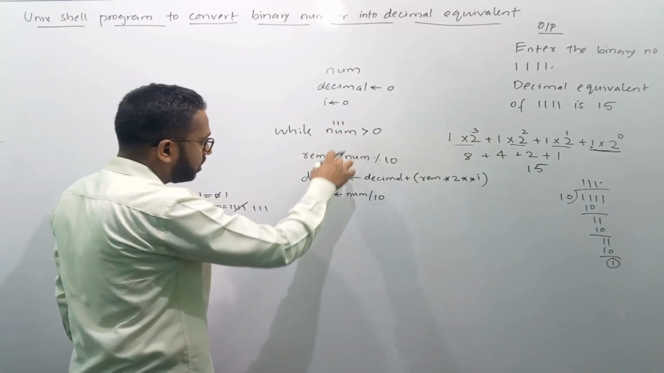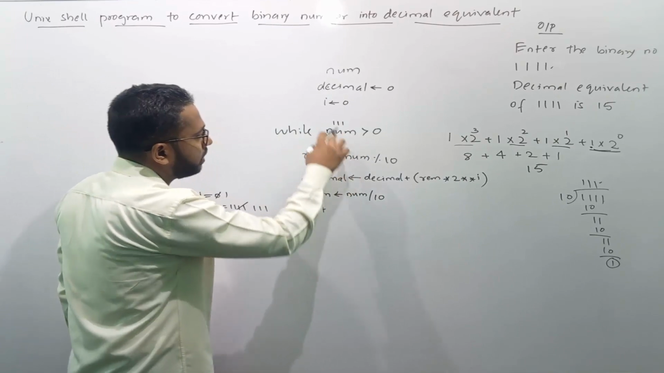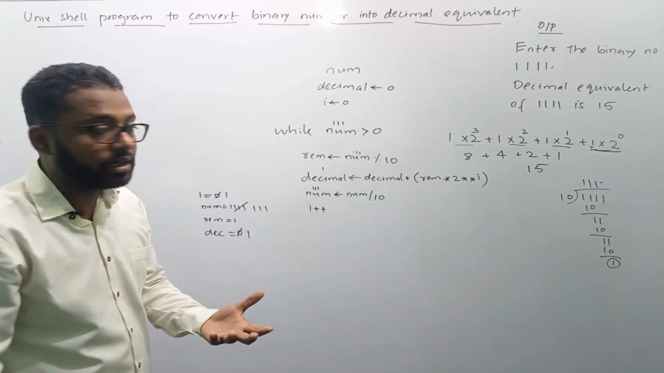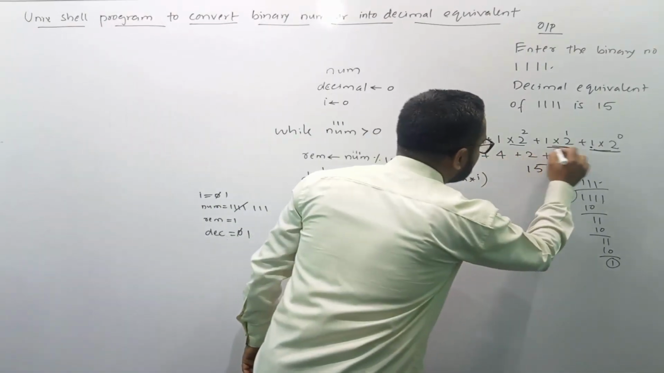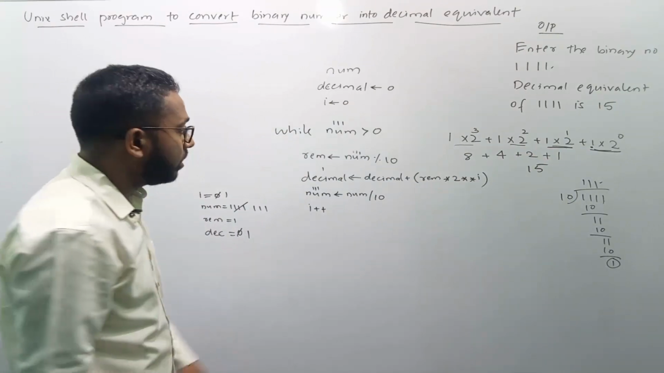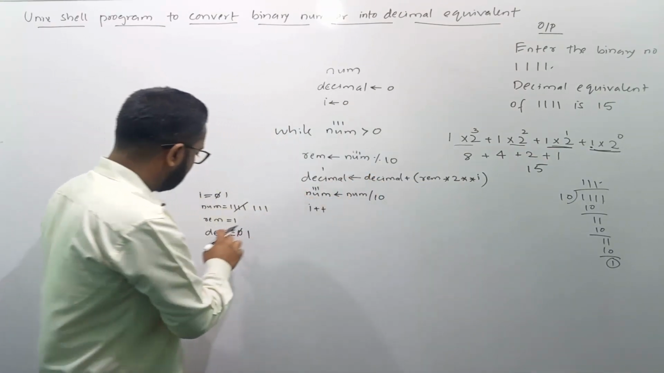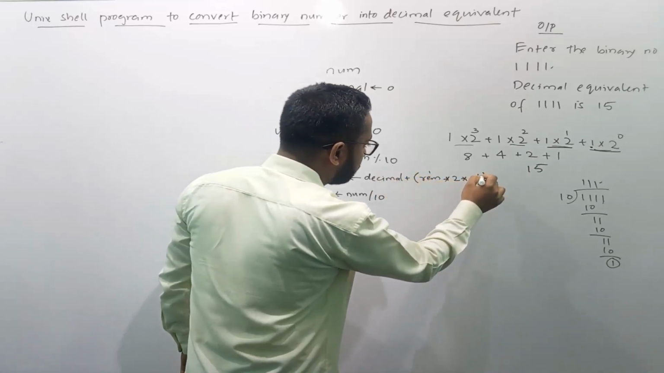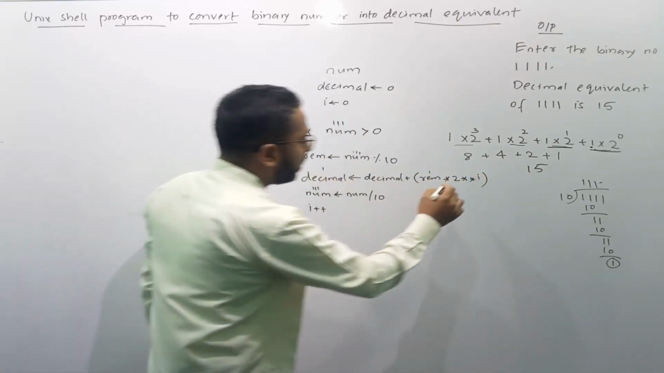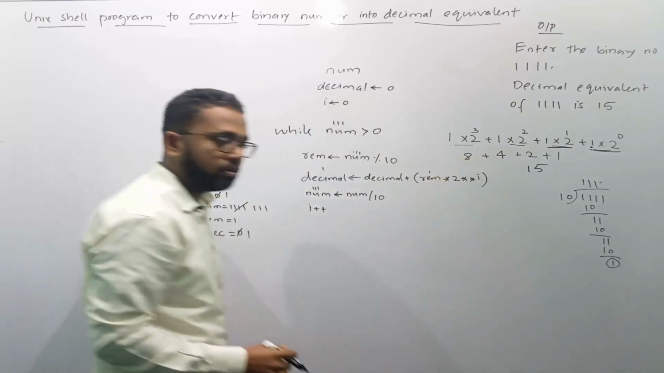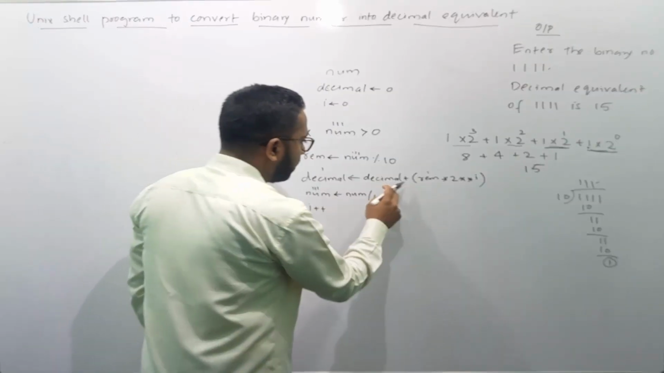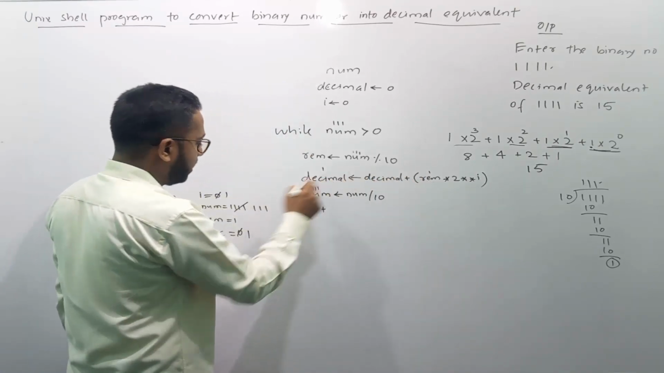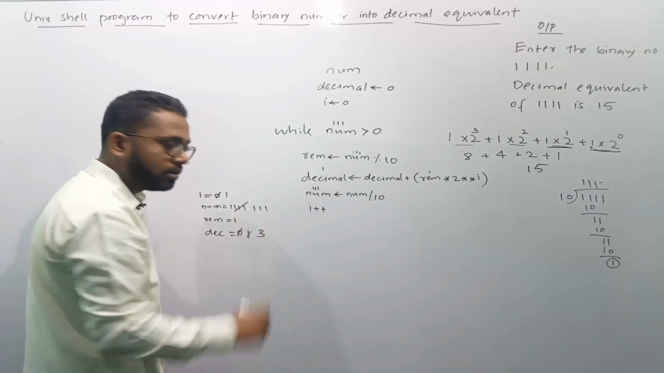Yes, condition becomes true, control comes inside while to find the remainder. So we will find out the remainder: 111 mod 10, we will get 1 as the remainder. Next we will perform this 1 into 2 raised to 1. So now decimal is 1 plus remainder is 1, 1 into 2 raised to I value is 1. Okay, 1 into 2 raised to 1, which is 2 into 1, we will get 2 plus decimal is 1. So 2 plus 1 will get 3 and decimal will have the value 3.